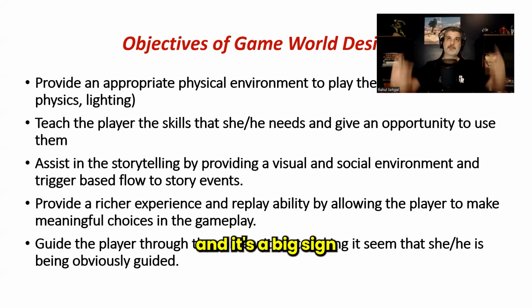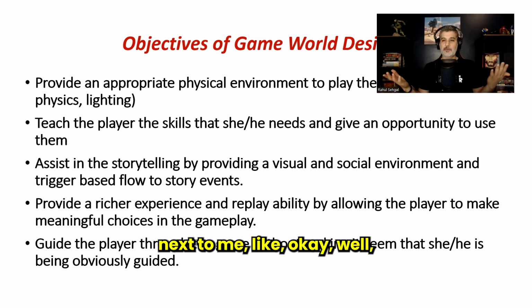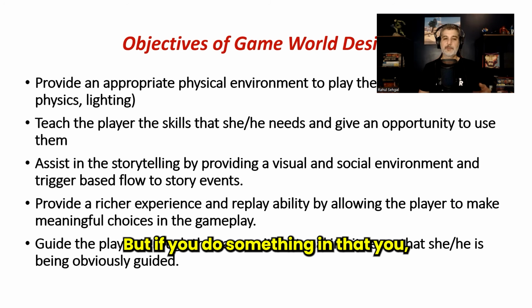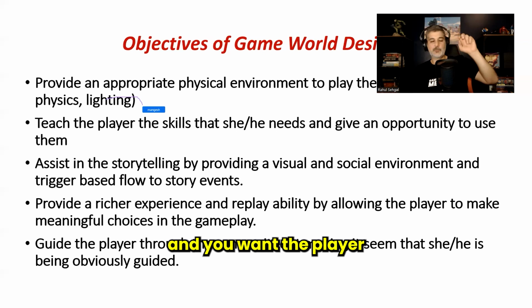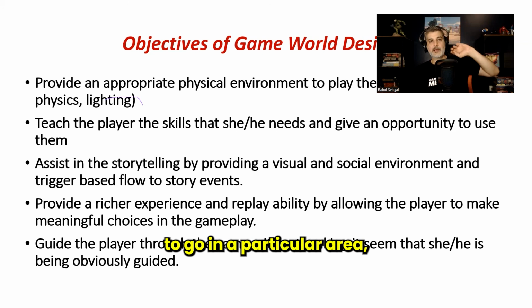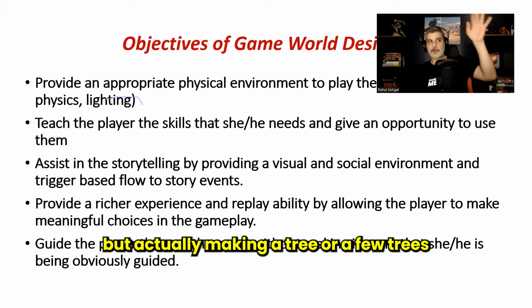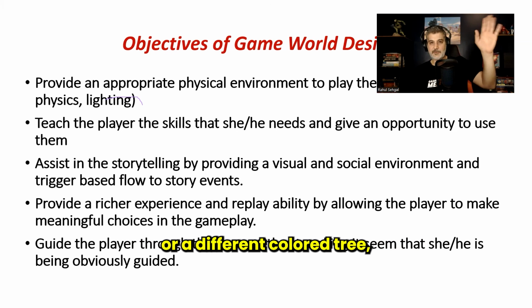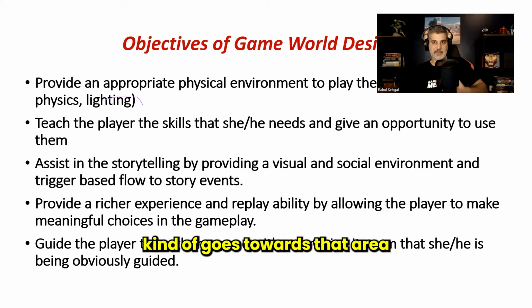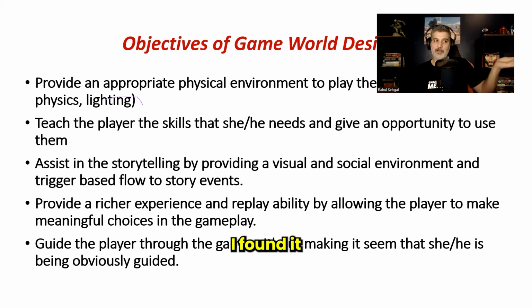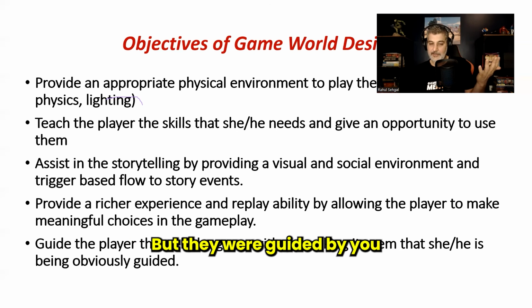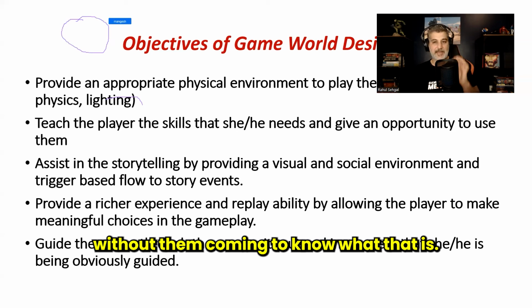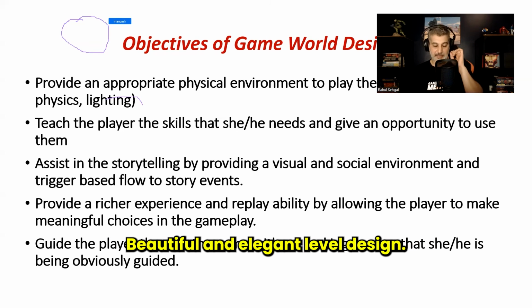If you're in the forest and there's a big sign saying, go through this gate next, you'll be like, okay, wow, thanks, man. I'm not stupid, right? But if you change the light, if you're in a forest and you want the player to go in a particular area, maybe you draw the attention of the player by making a tree or a few trees which are slightly different or a different colored tree. And then the player kind of goes towards that area. And then the player is like, wow, I found it. And the player doesn't even know how he or she found it, but they were guided by you without them coming to know. Now, that is beautiful and elegant level design.